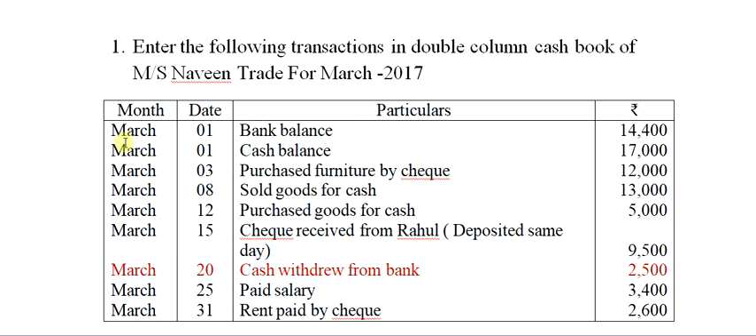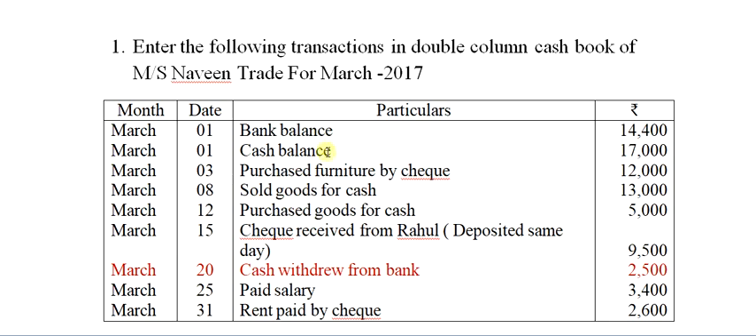Listen here now. March 1st bank balance, how much is given? 14,400. Again, March 1st cash balance of 17,000 is given. So both of these balances are opening balances, and they should be taken under the debit side of the double column cash book.